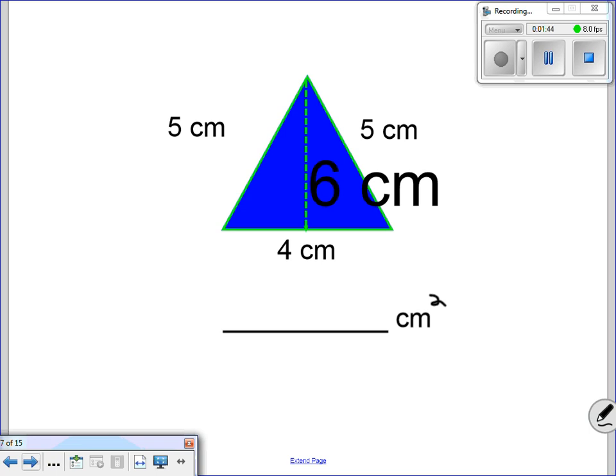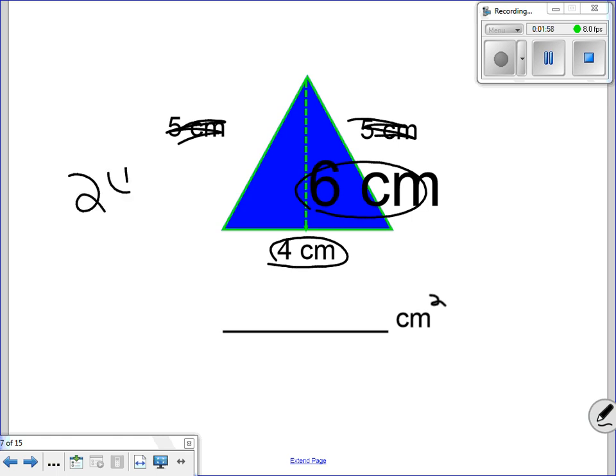We have some 5s, we have a 6 and a 4. I have to find the area of this triangle. That's base times height. 4 is my base, 6 is my height. These 5s aren't important. Keep that in mind. Base times height, we have 4 times 6 gives me 24. But it is a triangle. We have to multiply that by half or divide it by 2. They both mean the same thing.